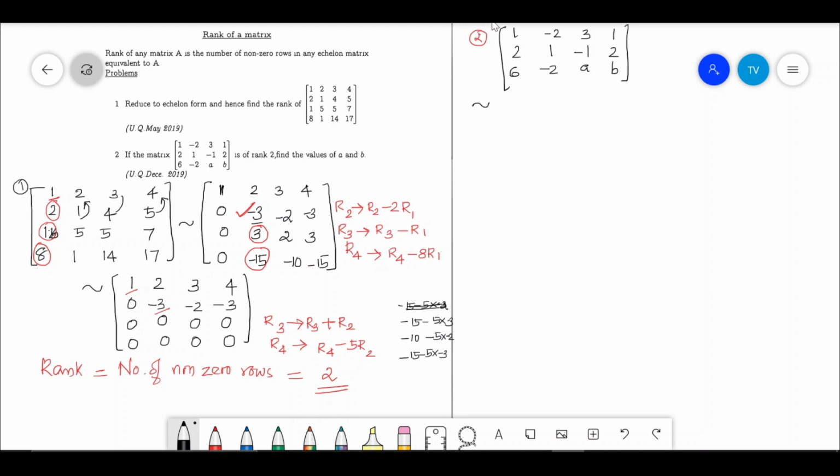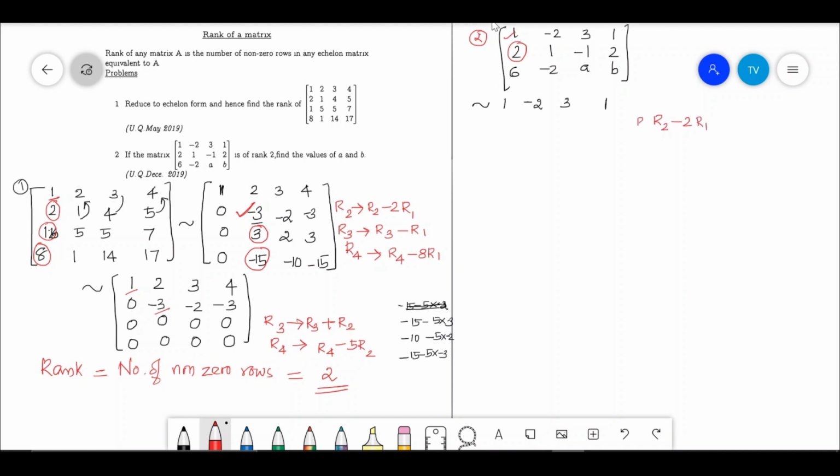So let us convert this to echelon form before getting the final answer. If you have to get the rank, you need to find the corresponding echelon form. So let us convert this to echelon form. To convert this to echelon form, we don't have to do anything with the first row. So 1 minus 2 3 1 remains as it is. Now the second row needs a change. We have to make this element 0 with respect to the first pivot entry. So the transformation is R2 minus 2 R1.